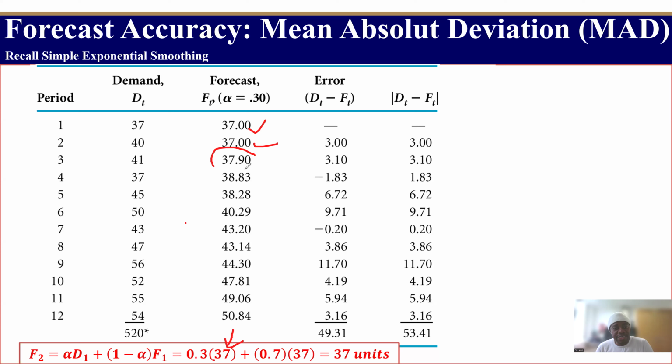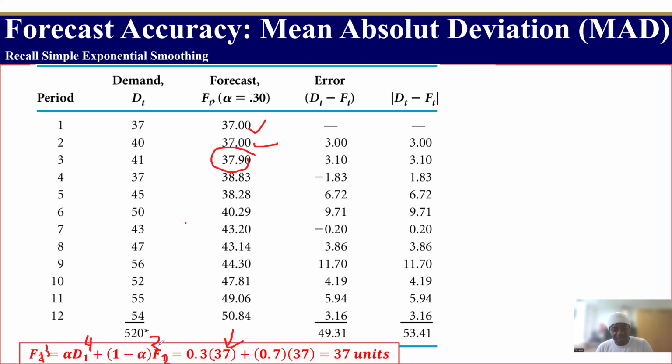Now, how did we get period 3? You change this 2 to 3. Then you use D2, which is 40, so you substitute 40 here. Then the forecast for the previous period will be F2, which is 37.